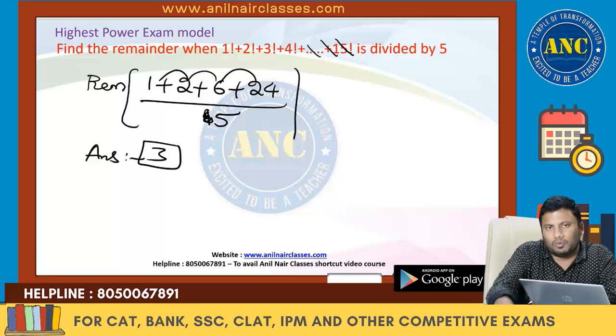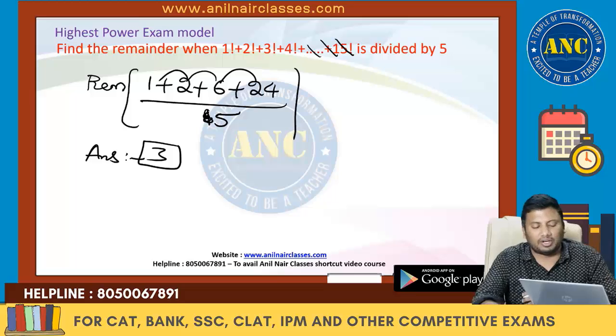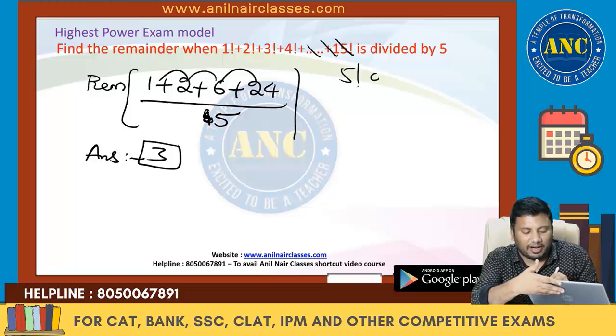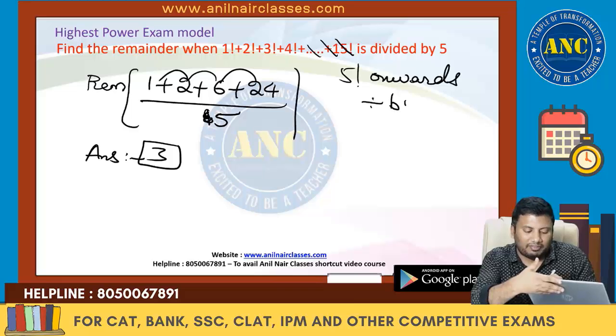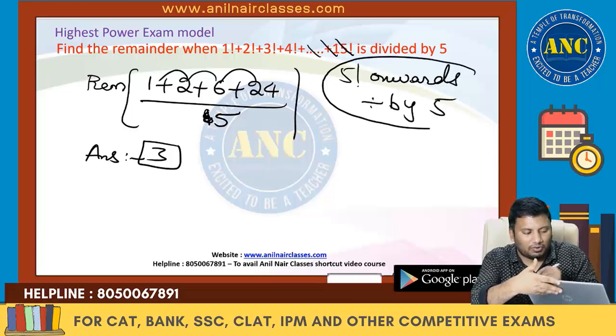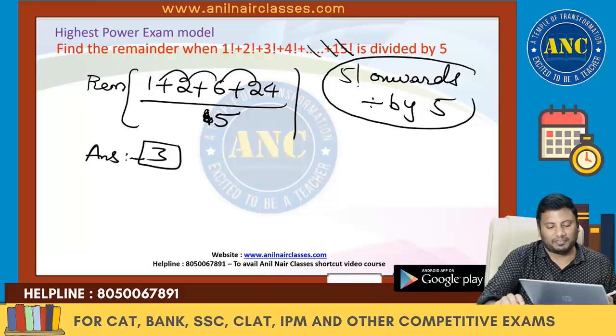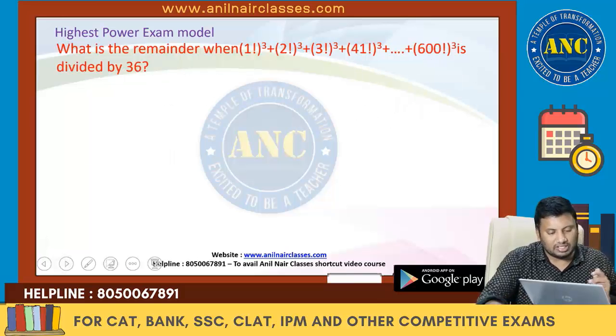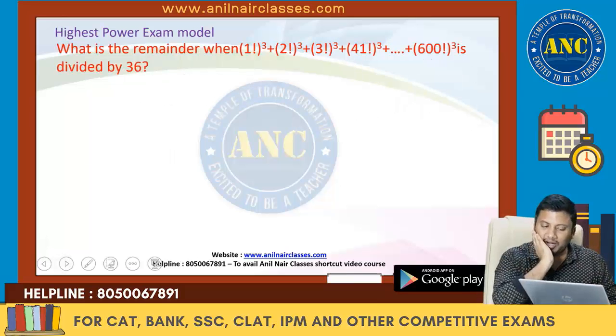1 factorial is 1, 2 factorial is 2, 3 factorial is 6, 4 factorial is 24, and 5 factorial onwards, all are divisible by 5. Is this clear? Easy questions.